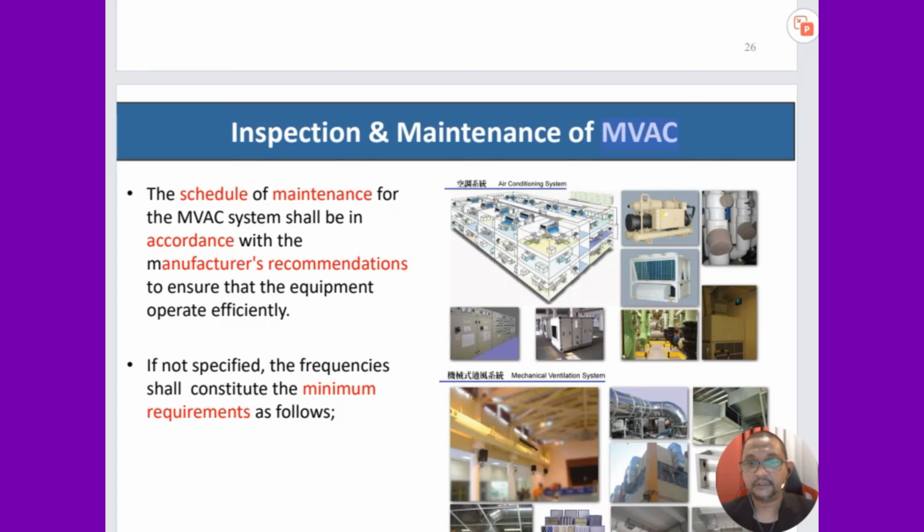The key components of MVAC: mechanical ventilation has exhaust ventilation, which removes indoor air and creates negative pressure; supply ventilation, which introduces fresh air from outside; balanced ventilation, which provides an equal amount of fresh air; and ERV, energy recovery ventilation, and heat recovery. Air conditioning: the air conditioning system cools and dehumidifies the air. This is all the picture of MVAC and HVAC.